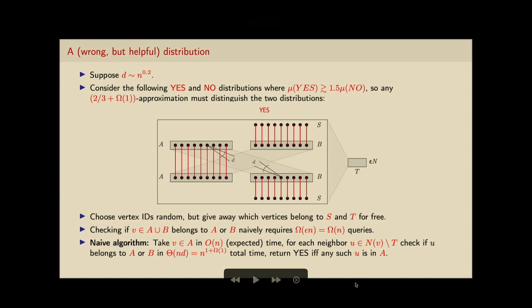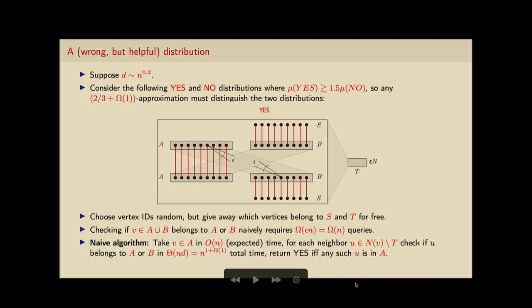The naive algorithm is as follows. Take a random vertex, check if it's in A in order n time. Repeat this a constant number of times until finding an A vertex. And then you check all of the neighbors of V, and for all of these neighbors that are in the core graph, check if they are A or B. But if you want to do this for every one of those neighbors, there are D of them that are in the core, and they go to either B or A. If you want to check each in n time, this is ND time, n to the 1.2. OK? So this is why this distribution might seem to require ND time.